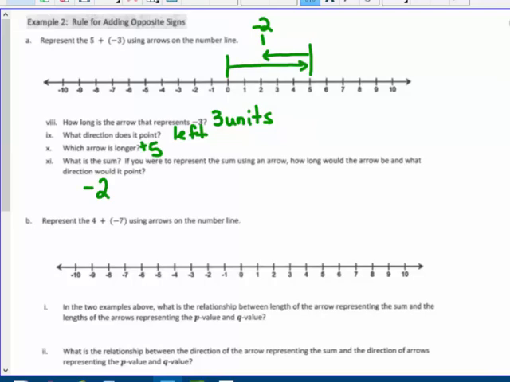If you were to represent the sum using an arrow, I was to use, oh, it's +2, silly. 5 and -3 make +2. If you were to represent the sum using an arrow, how long would the arrow be? It would be 2 units. So if I wanted to get back to this, I would go 2 units. And what direction would it point? It would point to the right.